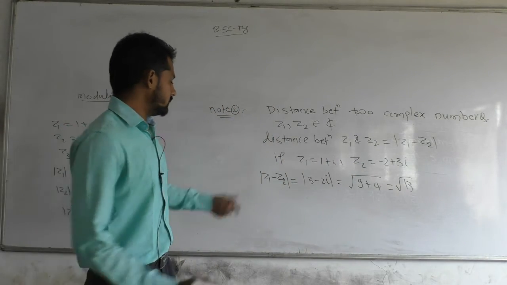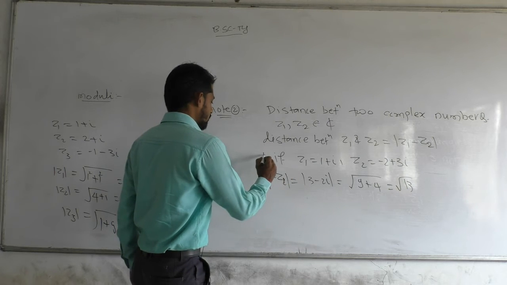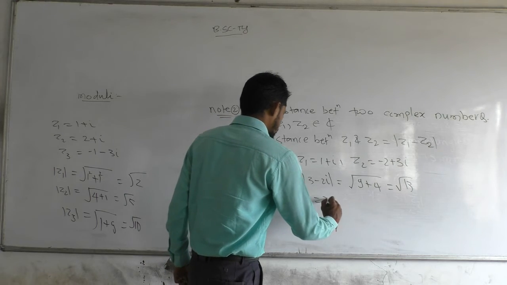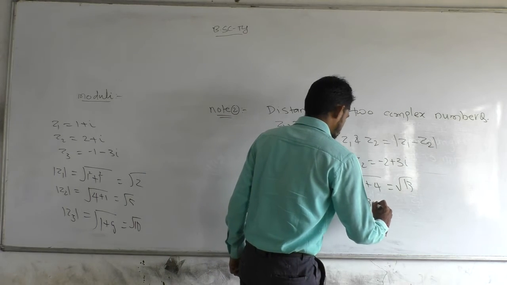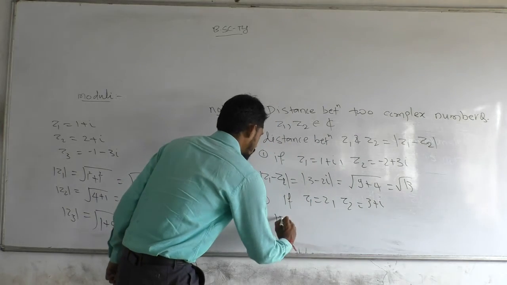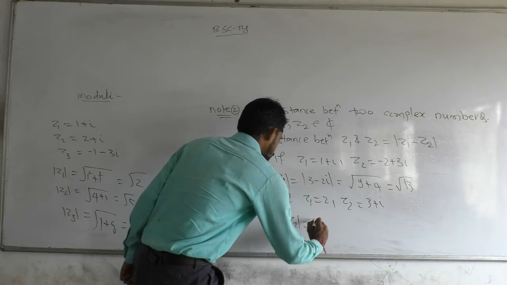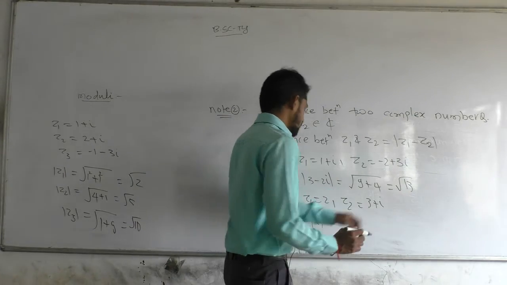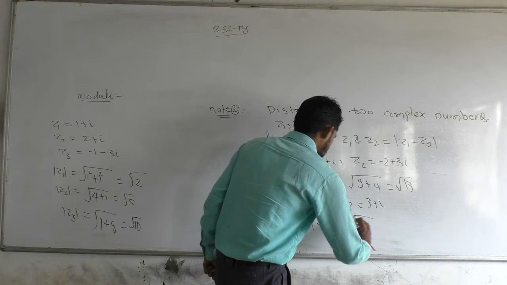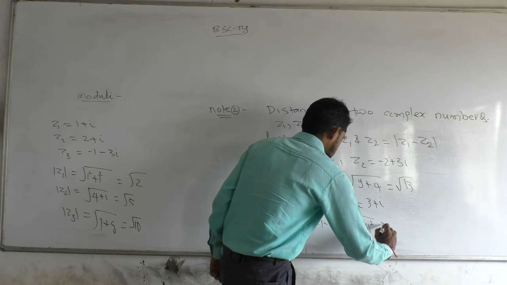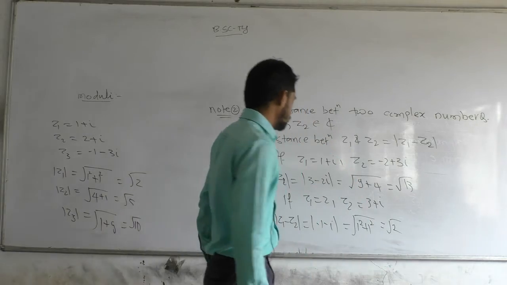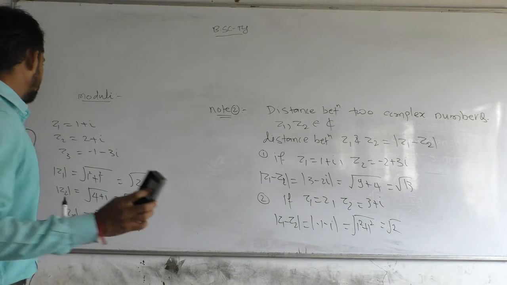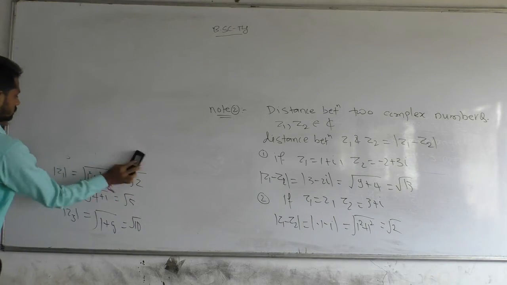So we can consider another example, the second example. If Z1 is equal to 2 and Z2 is equal to 3 plus I, then the distance between these 2 points is mod of 2 minus 3, that is minus 1, and 0 minus I, minus I. So the mod of this is square root of 1 square plus 1 square, which is equal to square root 2. Therefore the distance between these 2 points is square root 2.